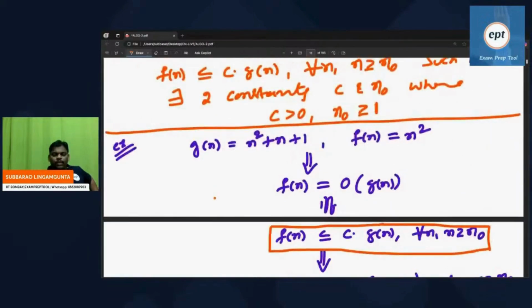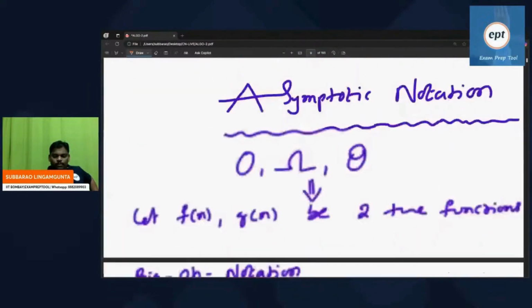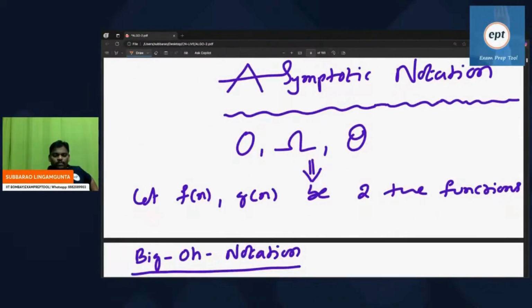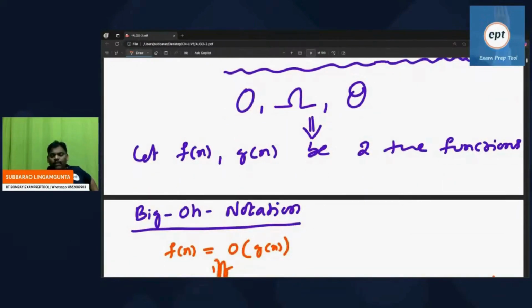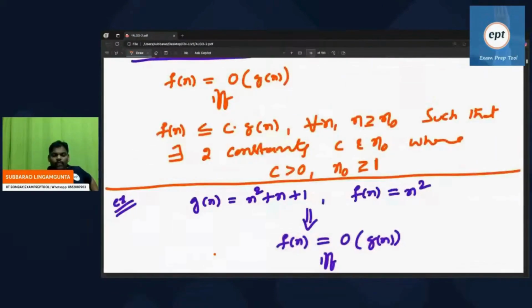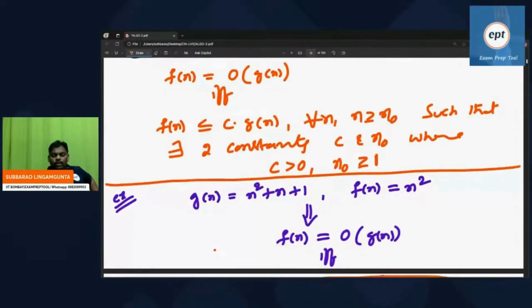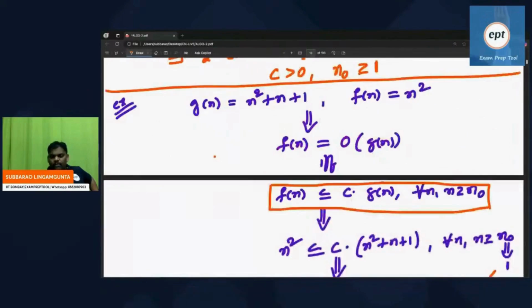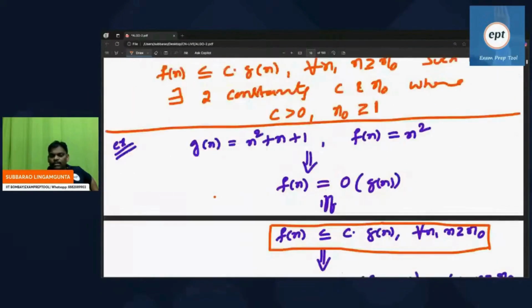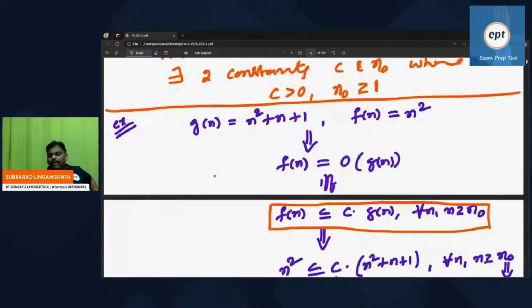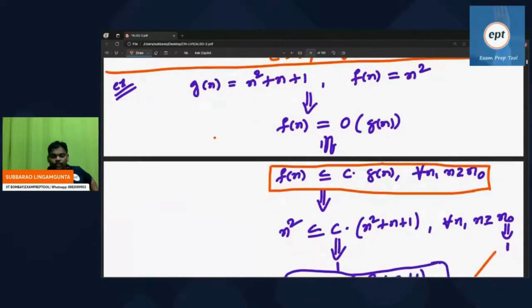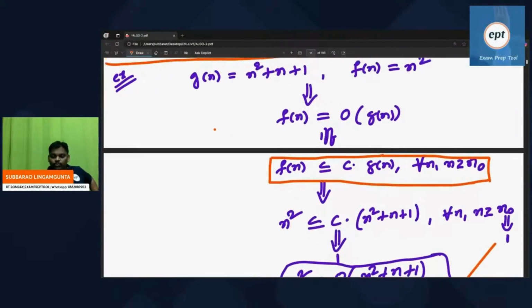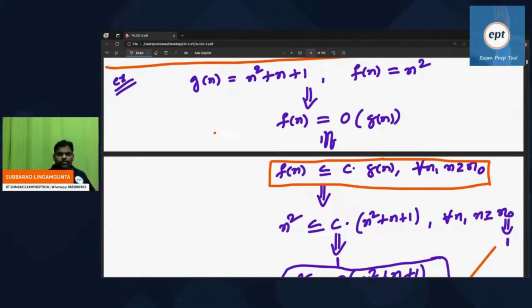Let me know if anyone has any doubt. The topic is asymptotic notation: Big O, omega, theta. Let f of n and g of n be two positive functions. f of n is equal to Big O of g of n if and only if this condition is satisfied. I gave one example also. Please let me know if anyone has any issue.